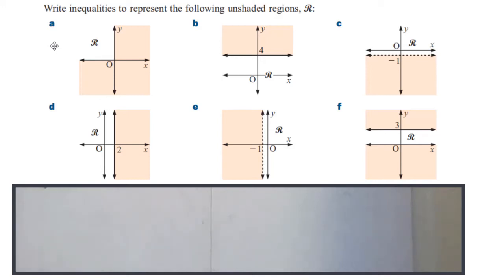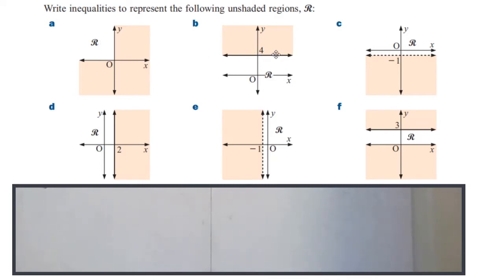Write inequalities to represent the following unshaded regions R. So here we have 6 different regions. They're all drawn on a graph, and we're interested in the unshaded bit. So that means if you look at just A, you've got this bit shaded out here and this bit shaded out, and you can see the bit that's actually labelled R is the unshaded bit, the white bit. So we need to try and find some inequalities to describe the rules for this region.